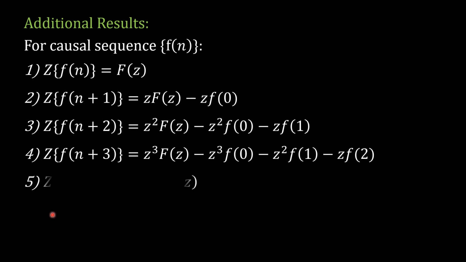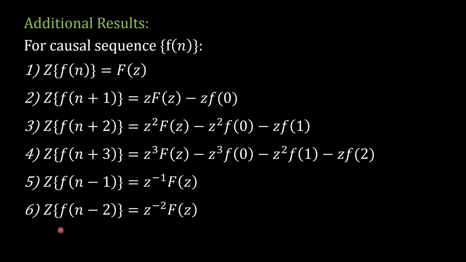Now consider the right shift. Z transform of f of n minus 1 is equal to z raised to minus 1 into f of z for the causal sequence, and Z transform of f of n minus 2 is equal to z raised to minus 2 into f of z. So these are some additional results which will be very useful while solving difference equations. Now, let us go to solve some difference equations.